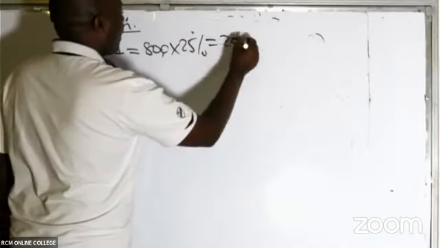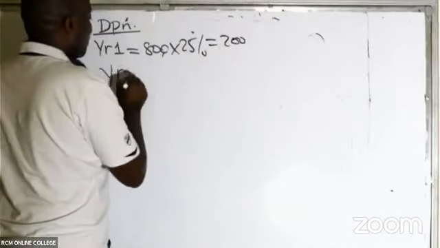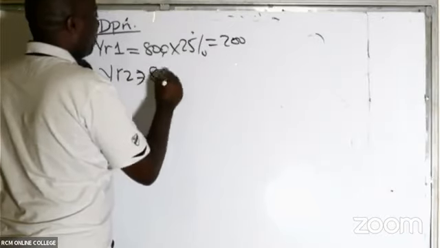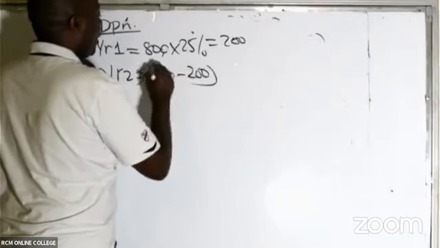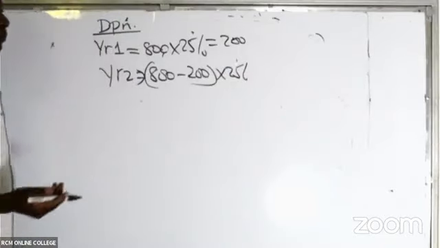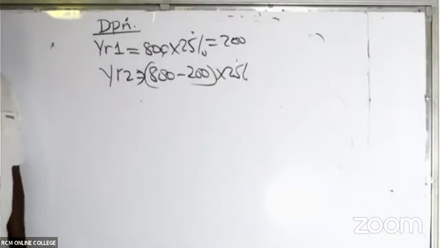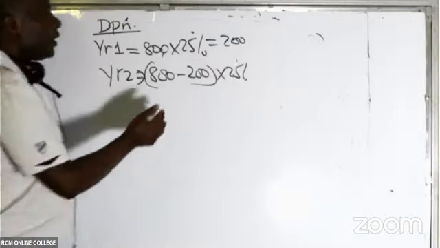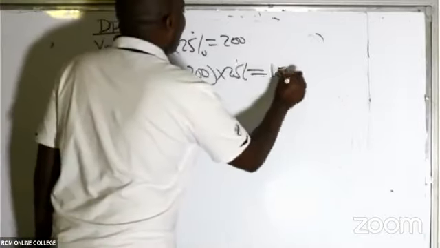So we go to year number 2. Remember, it's about reducing balance. So it will be 800 minus 200 multiplied by 25%, because it's the reducing balance method. That is 150. And then there is something that no ninja will ever get right.